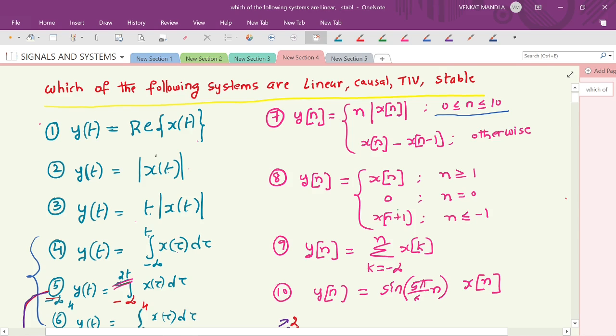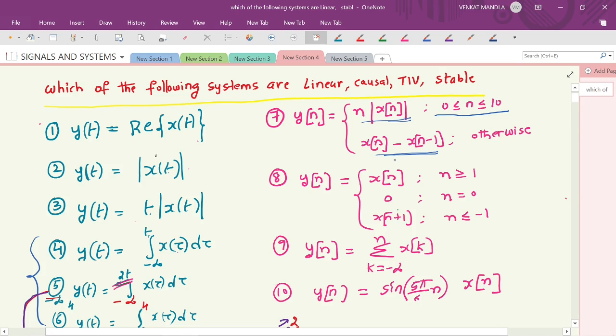So only present inputs are there. Present output depends on present input. Otherwise, in the remaining cases of n, that is minus infinity to minus 1 and 10 to infinity, in all these cases we have to see this signal. You only have to see up to 0 to 10, this part.